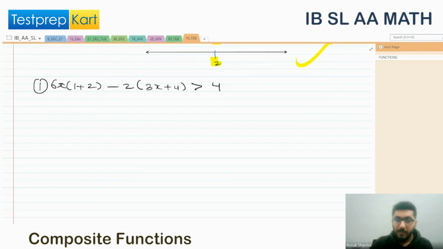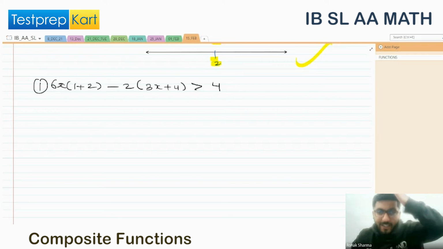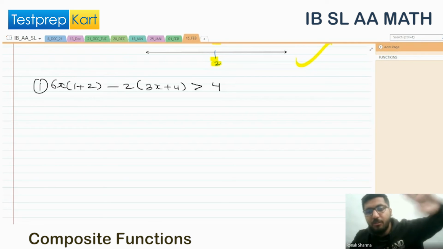Solve it. Don't be afraid of this equation. You simply need to simplify. Open the bracket and then simplify, like you used to do in simple equations.